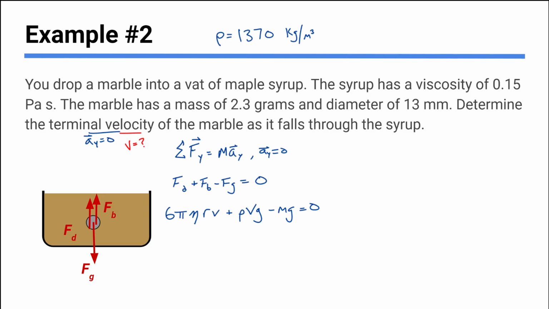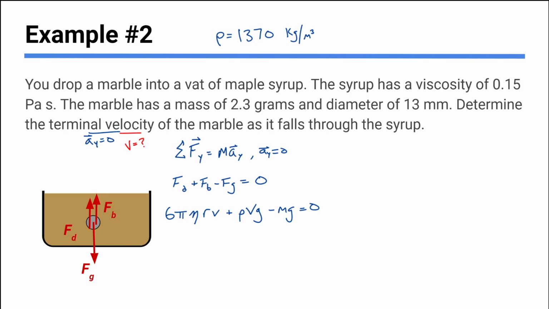I think I know most everything else. Let's see. I know the radius, so I know the diameter, so I can get the radius of the marble pretty easy. The density of maple syrup, I just Googled, and there it is. I'm pretty sure I can figure out the volume of maple syrup that gets displaced. It's going to be equal to the volume of the marble. I'm going to do some fun volume of a sphere stuff.